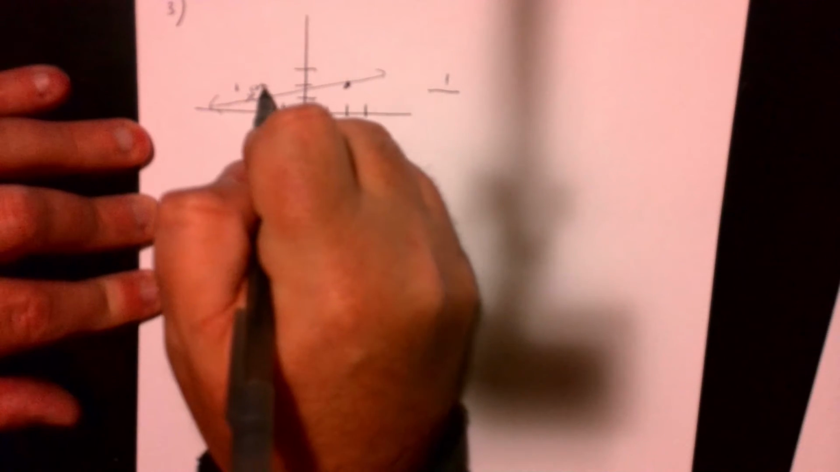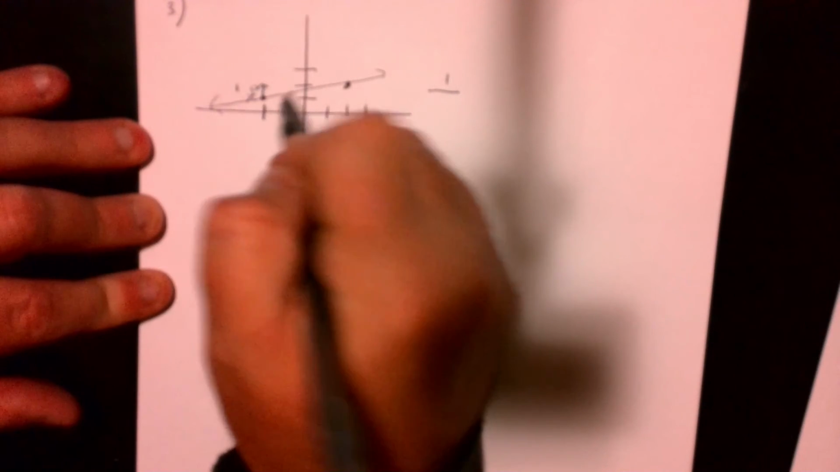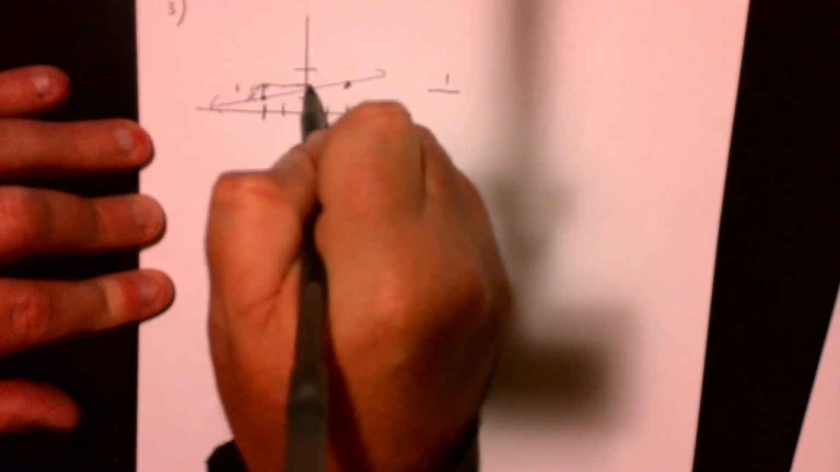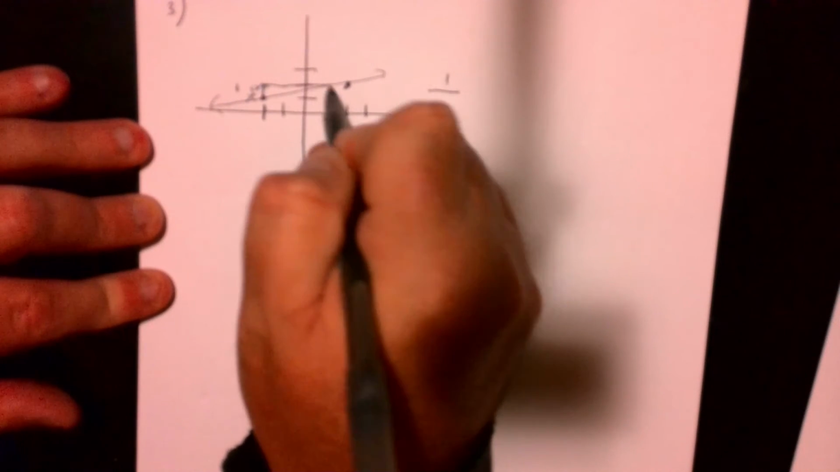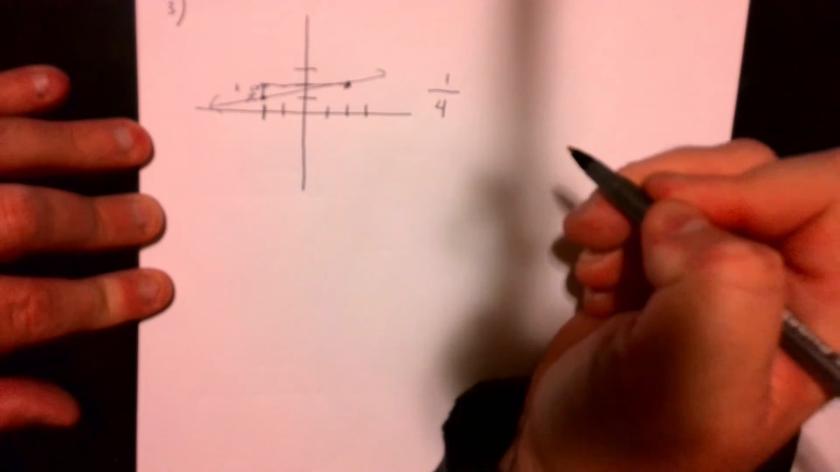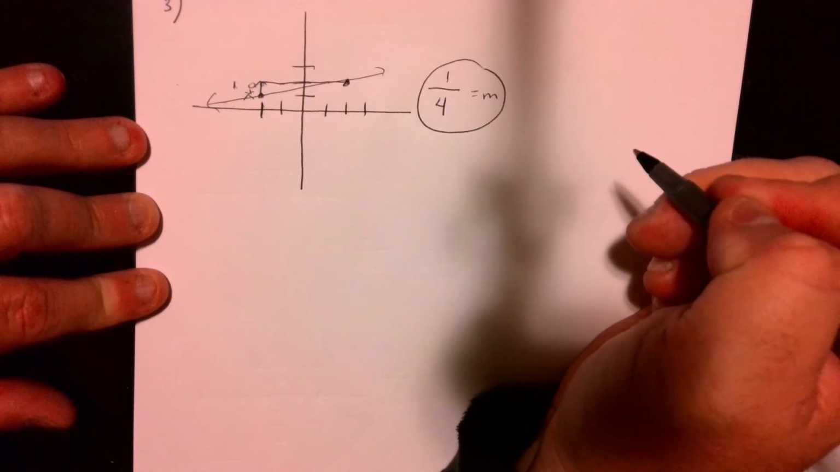And then we have to run. We have to run to the right or to the left. We're going to go to the right how many times? 1, 2, 3, 4. And going to the right is positive. So my slope is 1/4. There's my final answer.